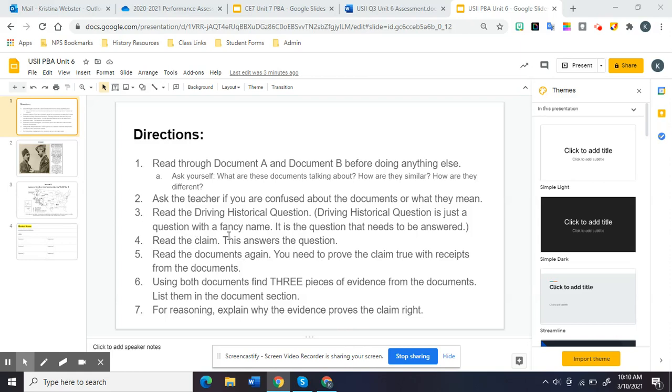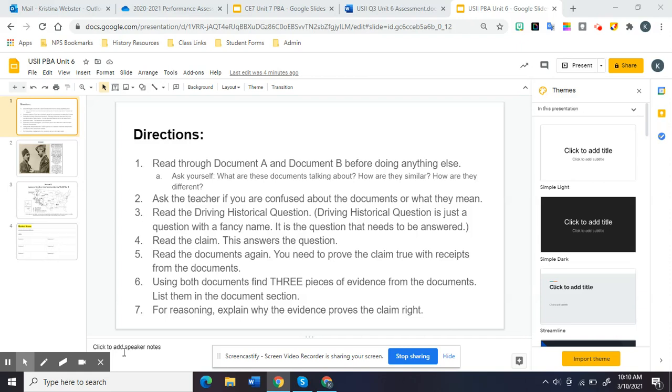So once you read the claim and you know what we're supporting, you're going to read the documents again. You need to prove the claim true with receipts from the document. You need to quote either specific lines, specific pieces of imagery, and use that as your evidence. It has to be a specific element. It cannot be a summary of the whole document.